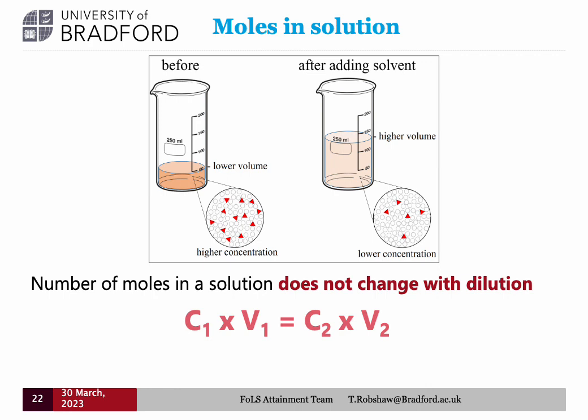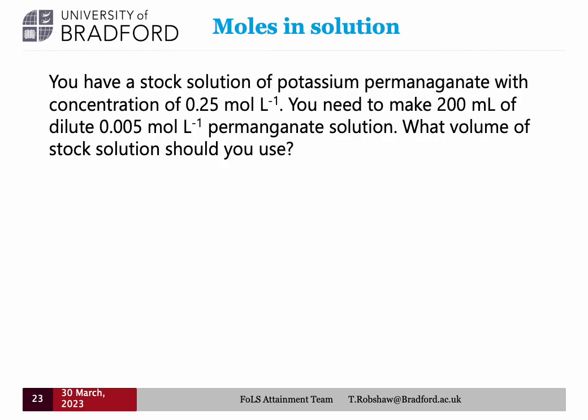C1 times V1 is equal to C2 times V2. Now the terms on the left hand side represent the concentration and volume of your starting solution. Those on the right hand side are for your resulting solution. So you can see that because the left hand side is equal to the right hand side, if you increase the volume on the right, you must decrease the concentration on the right. Now in example calculations, you're always going to be given 3 out of these 4 terms. So with some very simple manipulation of the equation, you can work out the missing term.